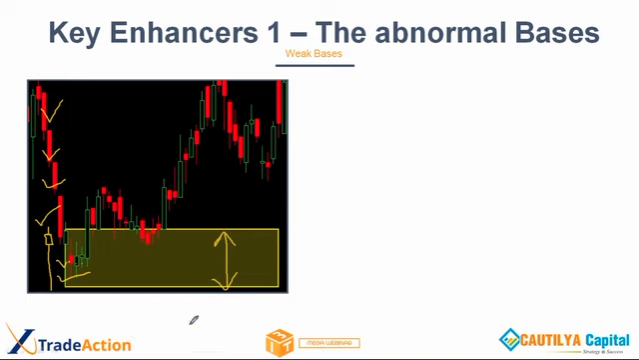In all the examples, friends, where are we entering? We are entering here. This is the proximal line, entry. This is the distal line, exit. We already spoke about that in our zone marking process. We always enter at the proximal line. We always exit at the distal line. And the proximal line can be either a body to wick marking or a wick to wick marking.